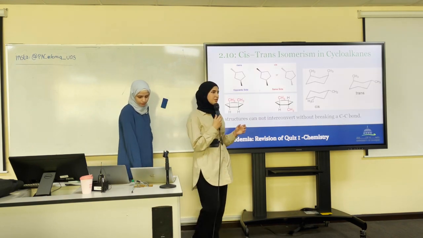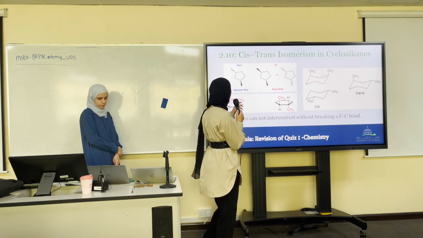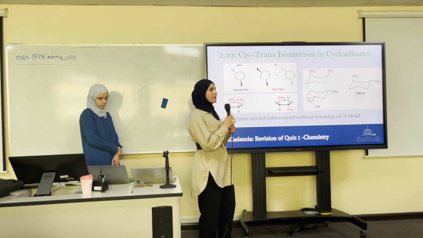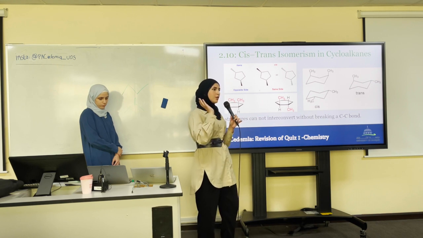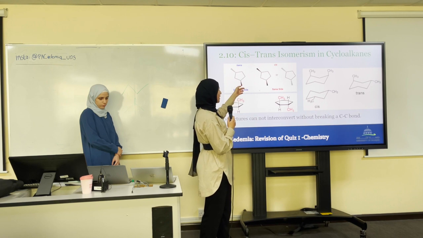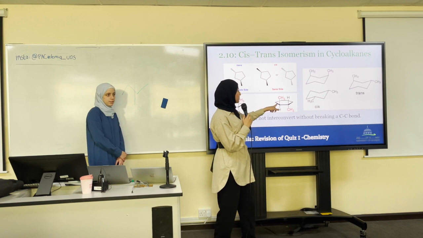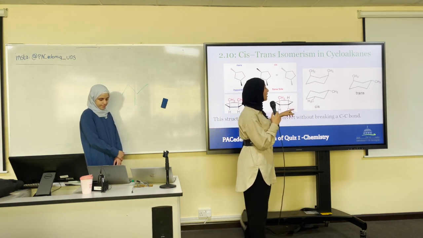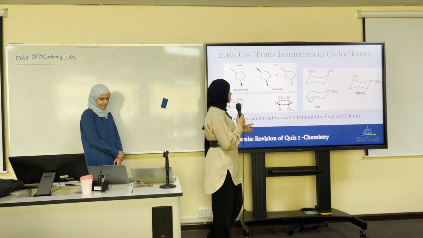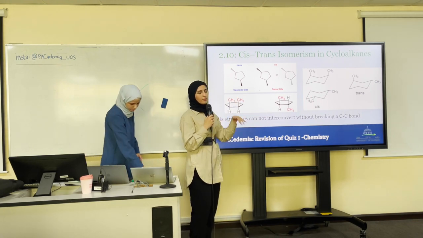Okay, now for the cis-trans isomerism for cycloalkanes, as you can see here, the trans is where the groups are pointing in opposite directions. So one of them is pointing inside or outside, or we can have it here like this, in which one is up and the other down. And for the cis, they are both pointing in the same direction. So we can have it like this, or we can have it there, either both pointing up or both down.